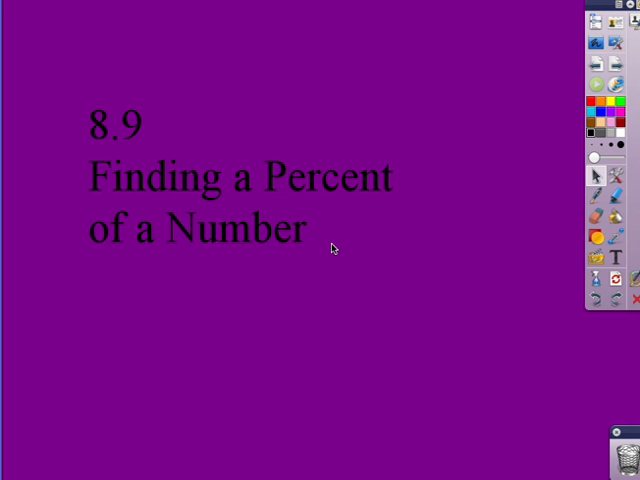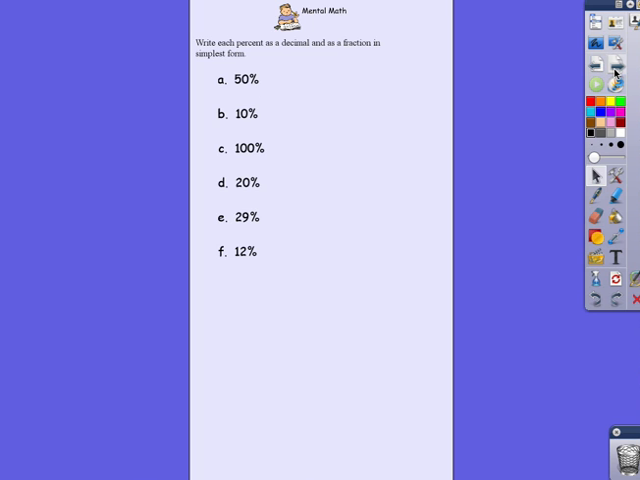Finding a percent of a number. So what is 30% of 20? Or what is 1/5 or 20% of the student body, which is 200 students? What does that look like? All right, getting started right away.